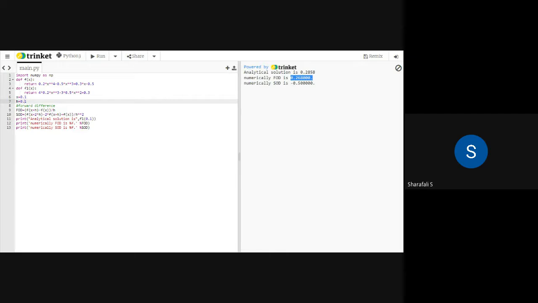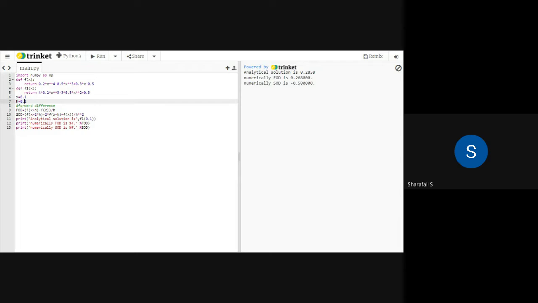Also we did these calculations, and numerically we got the second order differentiation equal to minus 0.5. So the analytical solution is 0.2858, and the numerical solution through this program is 0.268, the same as what we get when we do it theoretically. There is some difference, so the program is okay because we are getting the same result as theoretically, and the difference from the analytical solution is because of this h value.